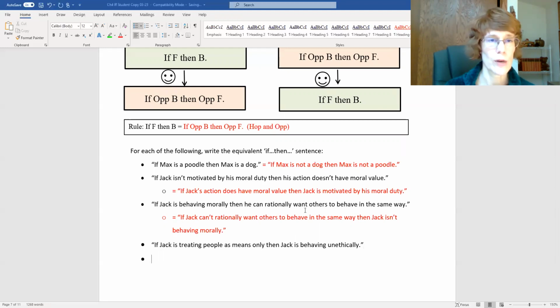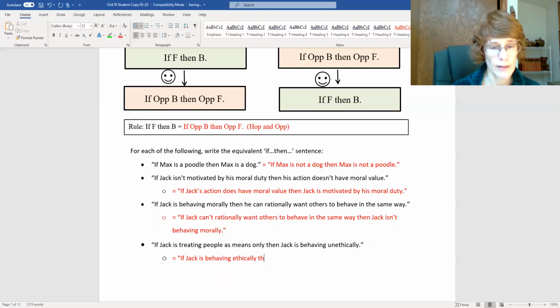Okay, here's what I have. This is going to be the same thing as if I'm going to take the back part, negate it, and it's going to be my new front part. Jack is behaving, well, the opposite of unethically is ethically, right? So if Jack is behaving ethically, then Jack is treating people as means only. So the opposite of that would be Jack is not doing that. Jack is not treating people as a means only.